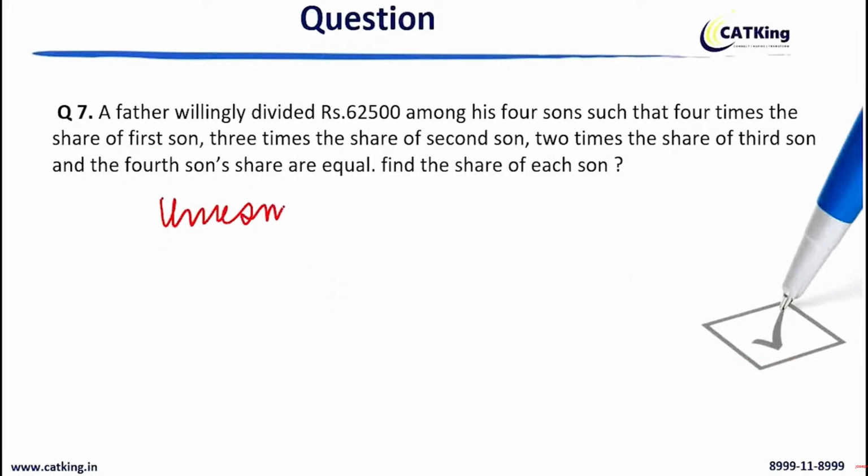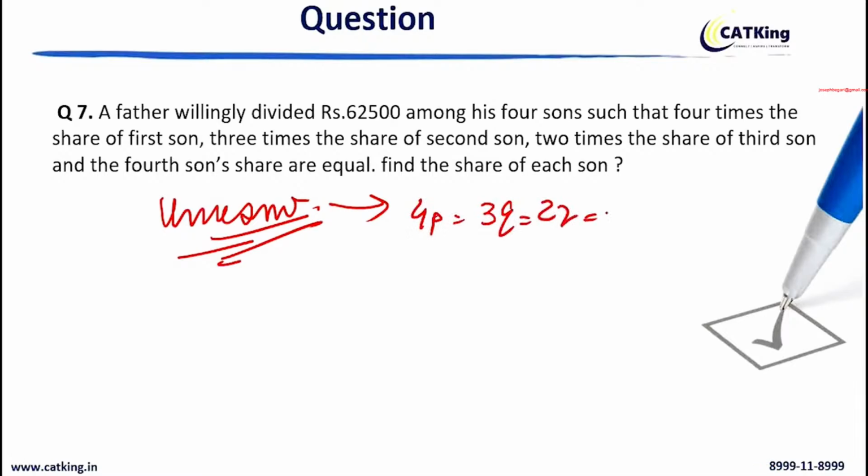Unconventional method. Now let's have a look at this unconventional method. Okay, so what is given? 4P equal to 3Q equal to 2R equal to S is given.